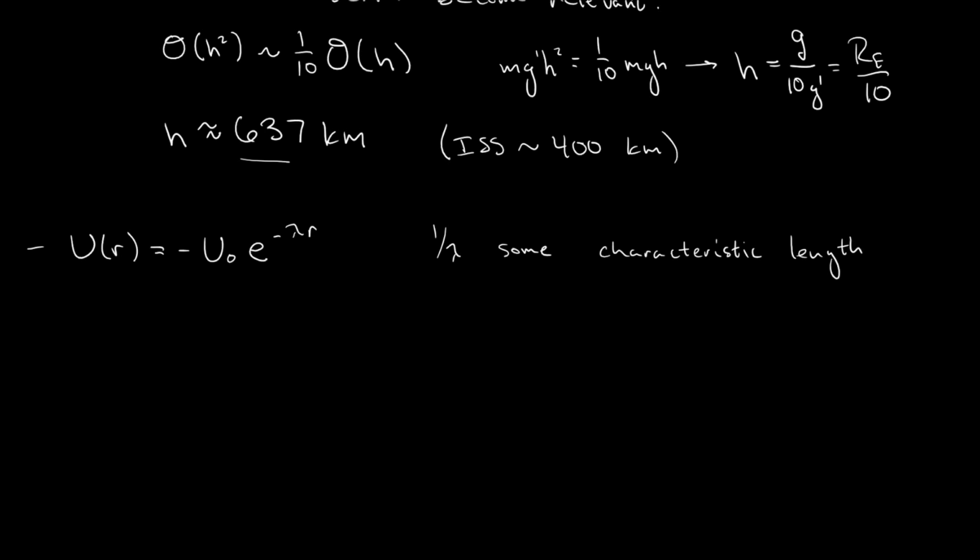Of the system. So the system just has some natural length associated with it, which we'll call 1 over lambda. So now we can do the same thing, right? So we can look at delta u equal to minus u naught, e to the minus lambda R minus e to the minus lambda (R plus H).